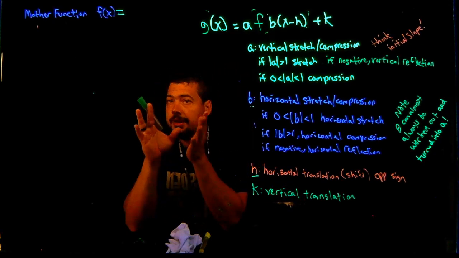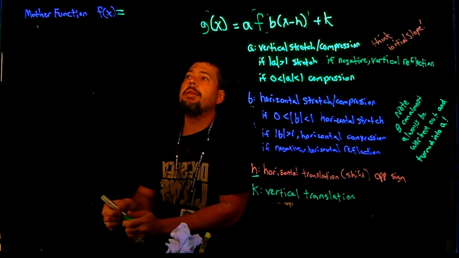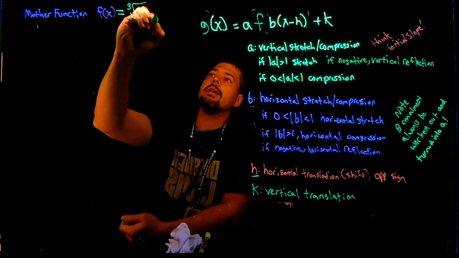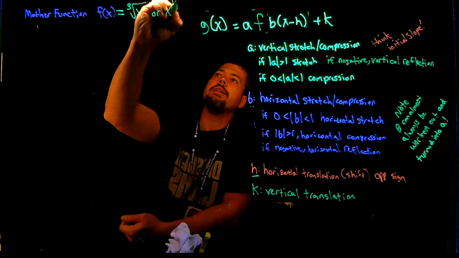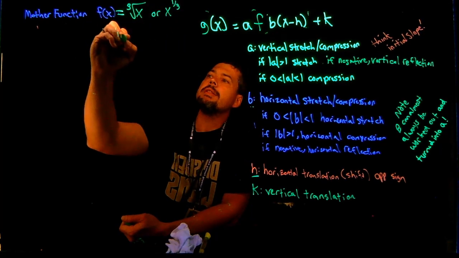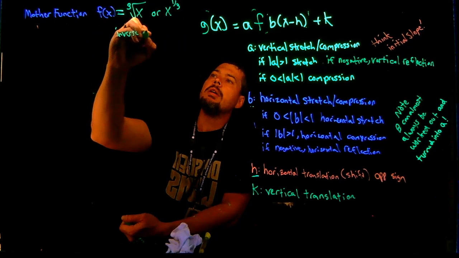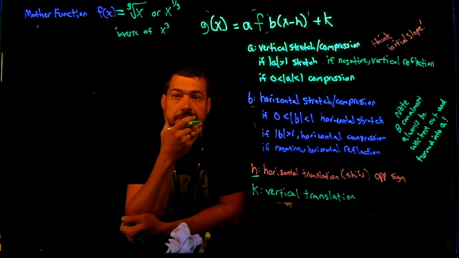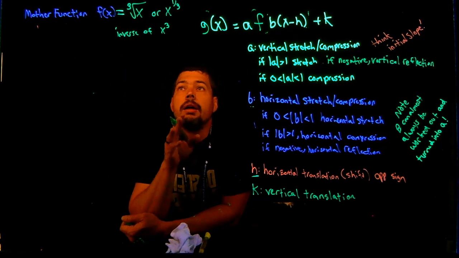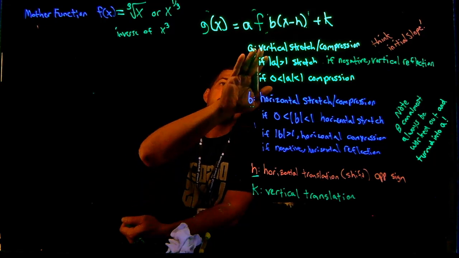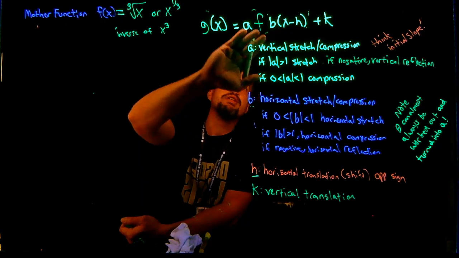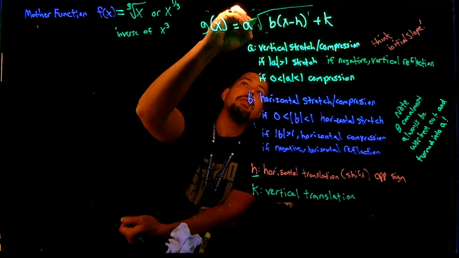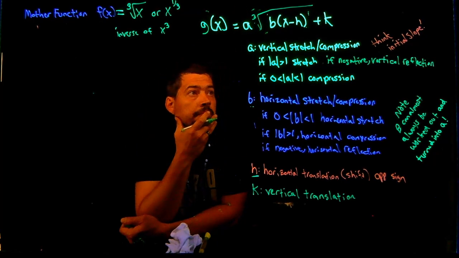All right, so today is the mother function f of x equals the cubic root of x, or more affectionately written as x to the 1/3. This is the inverse of x cubed, which has been done in a previous video. Now we're going to apply the general transformation form a f sub b times x minus h plus k. And since it's the cubic root, we're going to replace that f with the cubic root symbol.